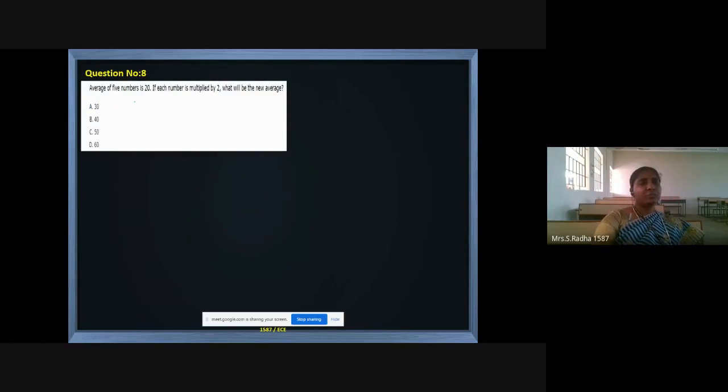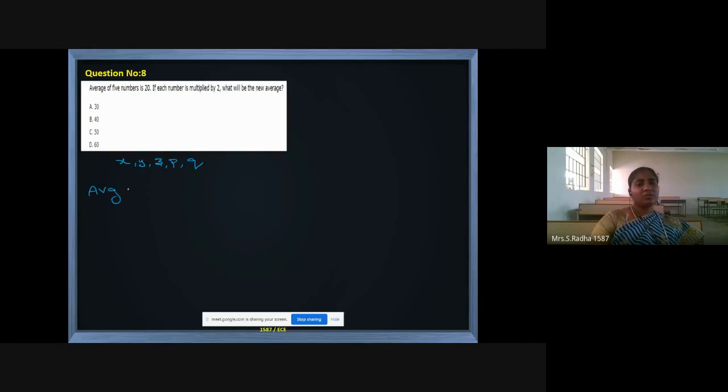Average of 5 numbers is 20. Okay, if each number is multiplied by 2, what will be the new average? So average of 5 numbers is 20. So let us take X, Y, Z, P, Q be the 5 numbers.